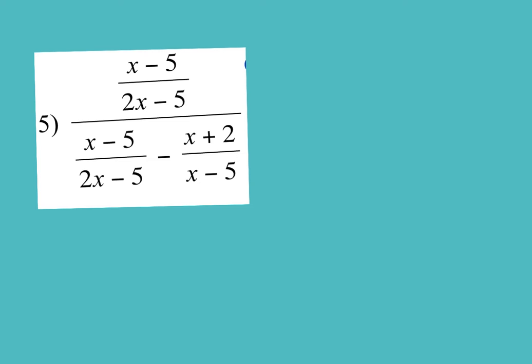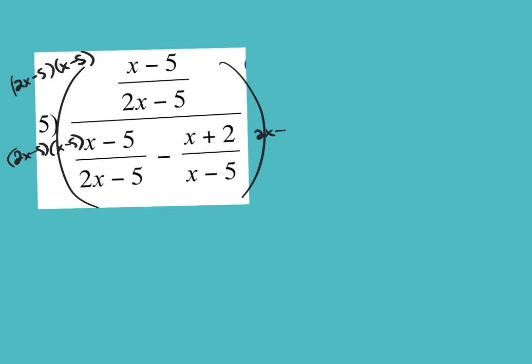Which method did you use? I think we ended up all the same. All the same. So the least common denominator is 2x minus 5 and x minus 5. So I'm multiplying it times each of the terms here.